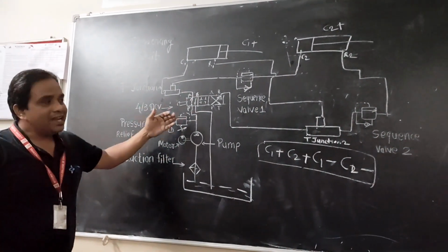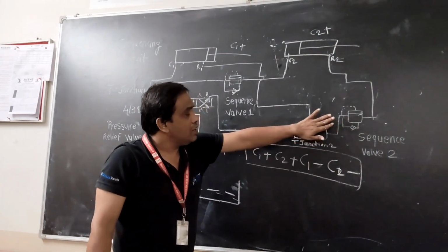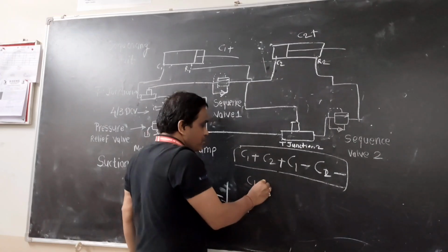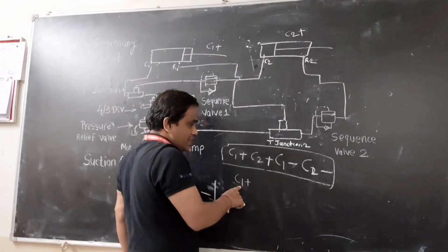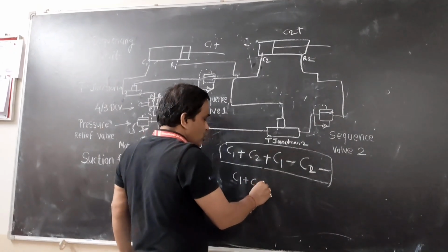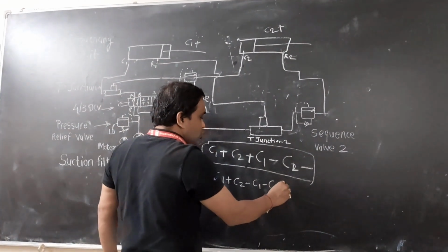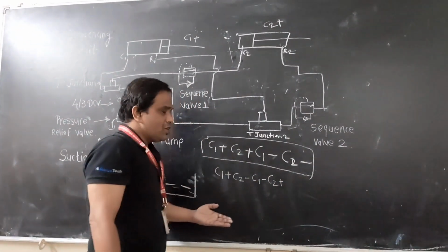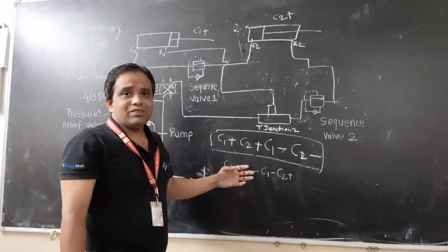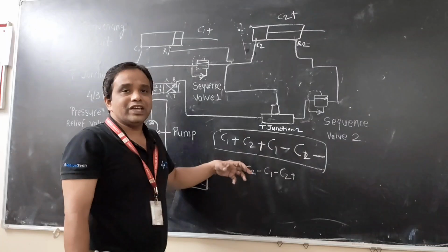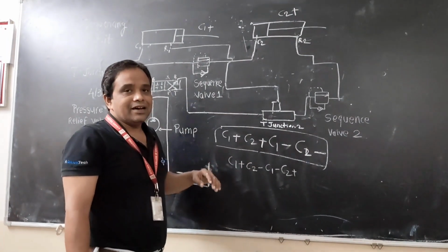You can change the position of the sequence valve. Suppose you want to do the C1 plus, that is, first you want forward movement of the cylinder 1, then cylinder 2 you want retraction, cylinder 1 you want retraction, then cylinder 2 you want extension. So you can do it by changing the position. So in the same video we will see how we can do this practically to operate this cylinder.